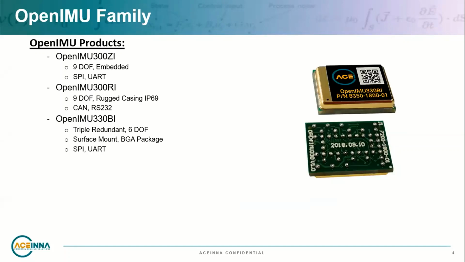We have OpenIMU 330 BI, which is triple redundant, and it is 6 degrees of freedom, which means it has a 3-axis accelerometer and 3-axis gyroscope, and it is triple redundant. And it comes in a surface mount with ball grid array packaging. And it has SPI and UART as an interface.